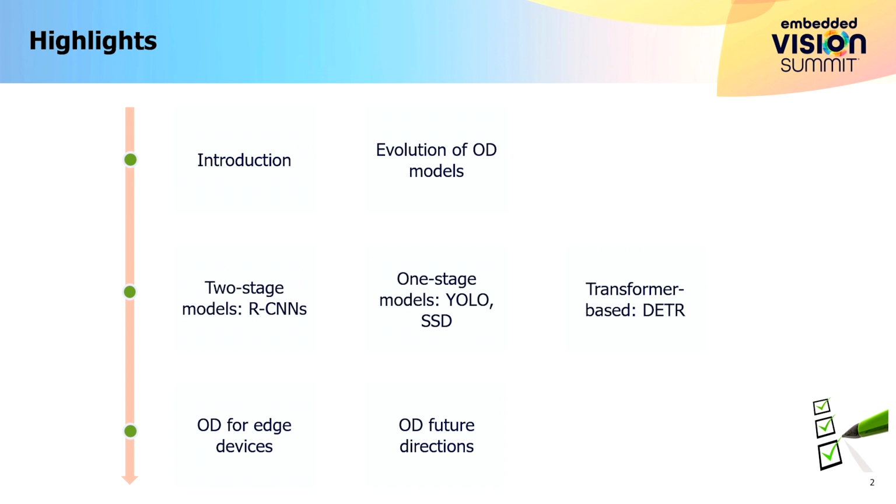And then in the third section, we will switch back to edge applications. So what types of optimization will we need to make? What are the considerations and challenges for existing object detectors to deploy them on edge devices?